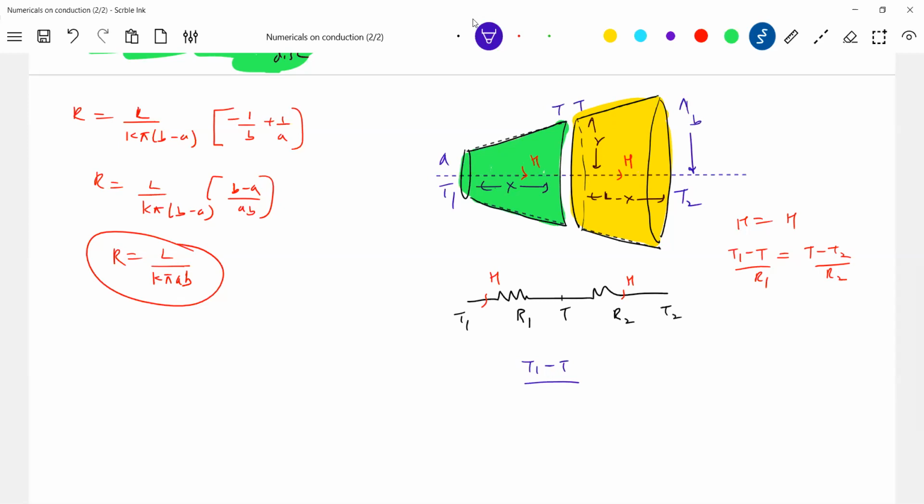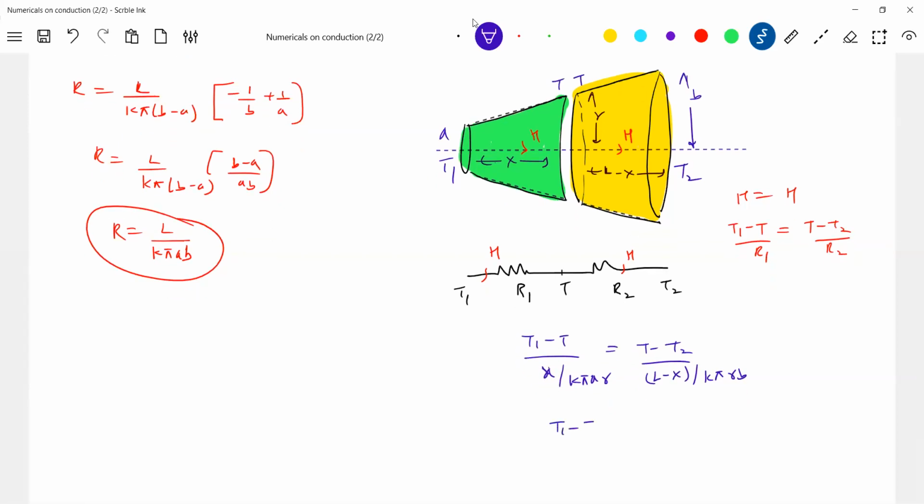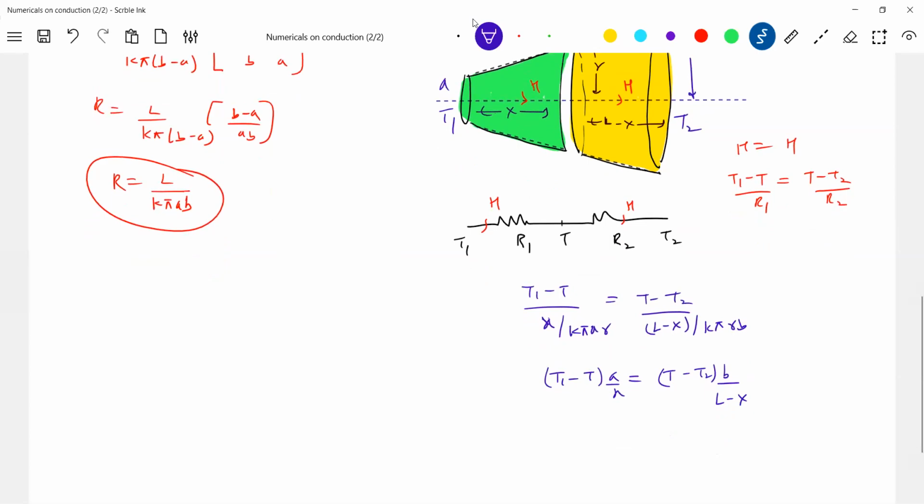What is R1? The resistance of the left part of the tapered rod, of length x and radius from a to r. Shall we use this formula? x by K pi a into r. This should be equal to T minus T2. The remaining part is of length how much? L minus x by K pi r into b. So K pi r gets eliminated. So this will be (T1 minus T) a by x equals (T minus T2) b by (L minus x). So solving for T will give the required answer.